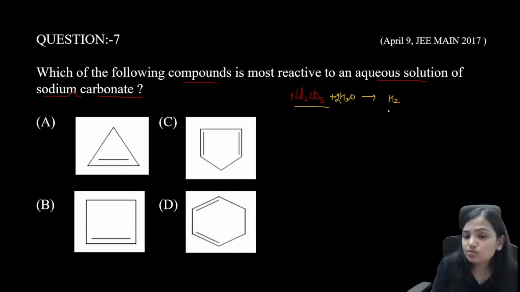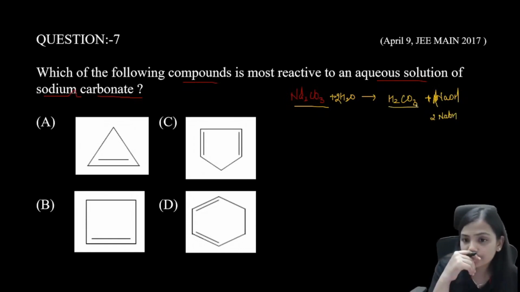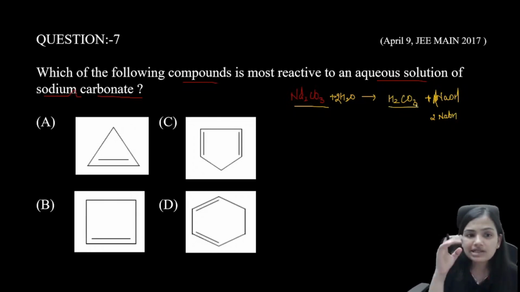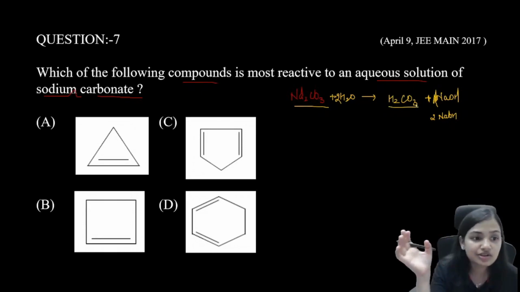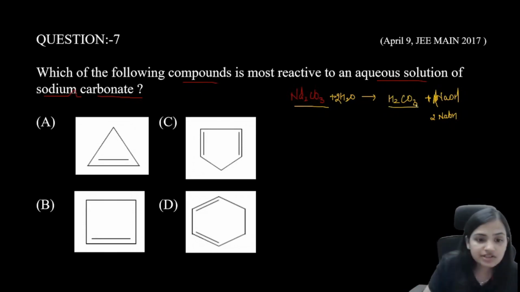I will be taking 2 moles of this. This will result in the formation of H2CO3 plus NaOH, that is carbonic acid plus NaOH. I will be getting 2 moles of NaOH, and here I will be getting H2CO3. Now considering that, which of the following compounds is most reactive to an aqueous solution of sodium carbonate? Which compound will be most reactive? Can you tell?